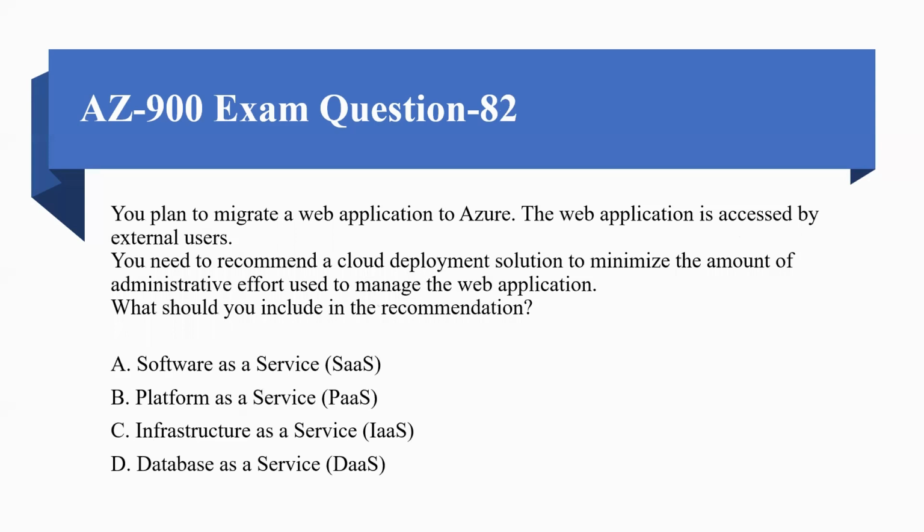Coming to the question number 82, you plan to migrate a web application to Azure. The web application is accessed by external users. You need to recommend a cloud deployment solution to minimize the amount of administrative effort used to manage the web application. What should you include in the recommendation? A, SaaS solution. B, PaaS solution. C, IaaS solution, or option D, DaaS solution, that is database as a service solution. So correct option is B, platform as a service, PaaS solution.